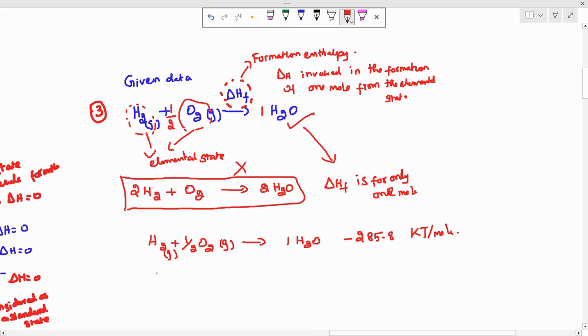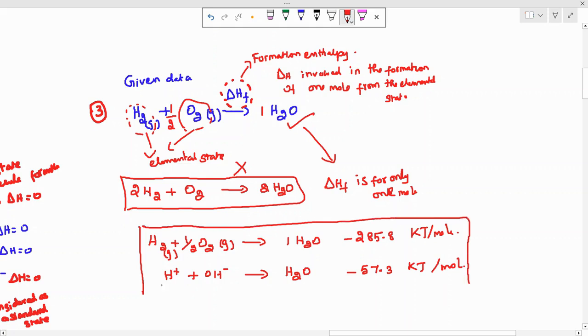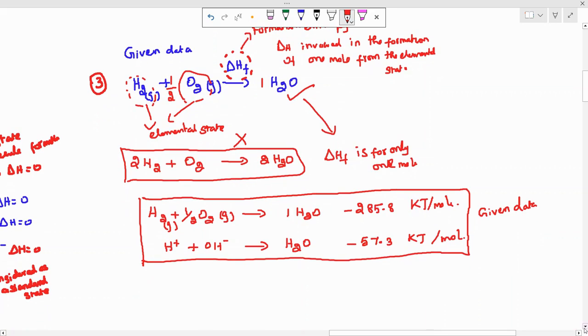The reaction I have written here, and then a mono acid and mono basic solution will give a water molecule. So 1 mole of water will be produced from 1 mole of H plus and 1 mole of OH minus. That enthalpy has been given, and it is called the neutralization enthalpy. That is 57.3 kilojoule per mole they have given. Okay, these are all the given data. Remember, this is the given data. Then what are they asking actually?